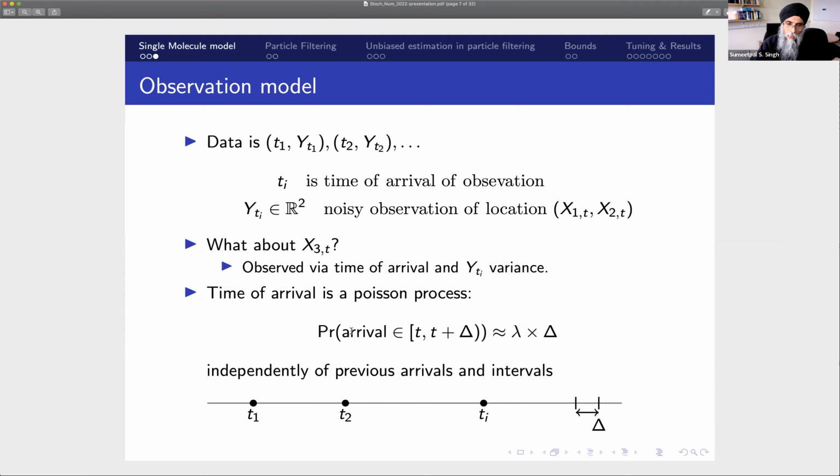On the real line, the probability of getting an arrival in the small interval t to t plus delta is independent of everything that happened before it, and it's going to be proportional to the intensity lambda times the width of the interval. So the most important thing is this intensity. It seems to suggest in this picture that the intensity is independent of the state of the molecule. That's not true. It will be dependent on the state of the molecule, and we'll see precisely in the next slide how it's dependent.